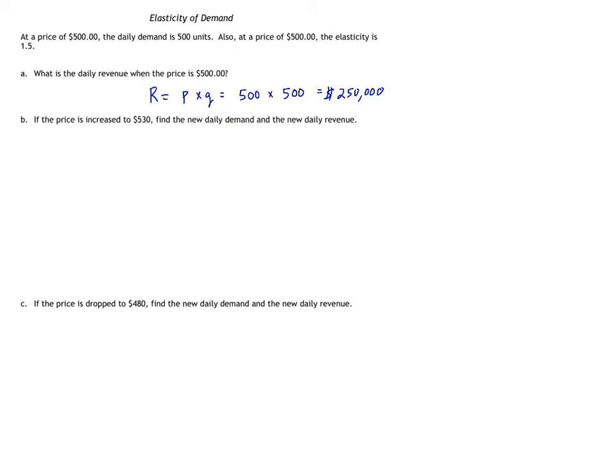Now let's assume that the price were to increase. Well, if the price increases to $530, so that's a $30 increase. And a $30 increase, if we think of 30 with respect to the $500 that the price used to be, this turns out to be a 6% increase in the price.